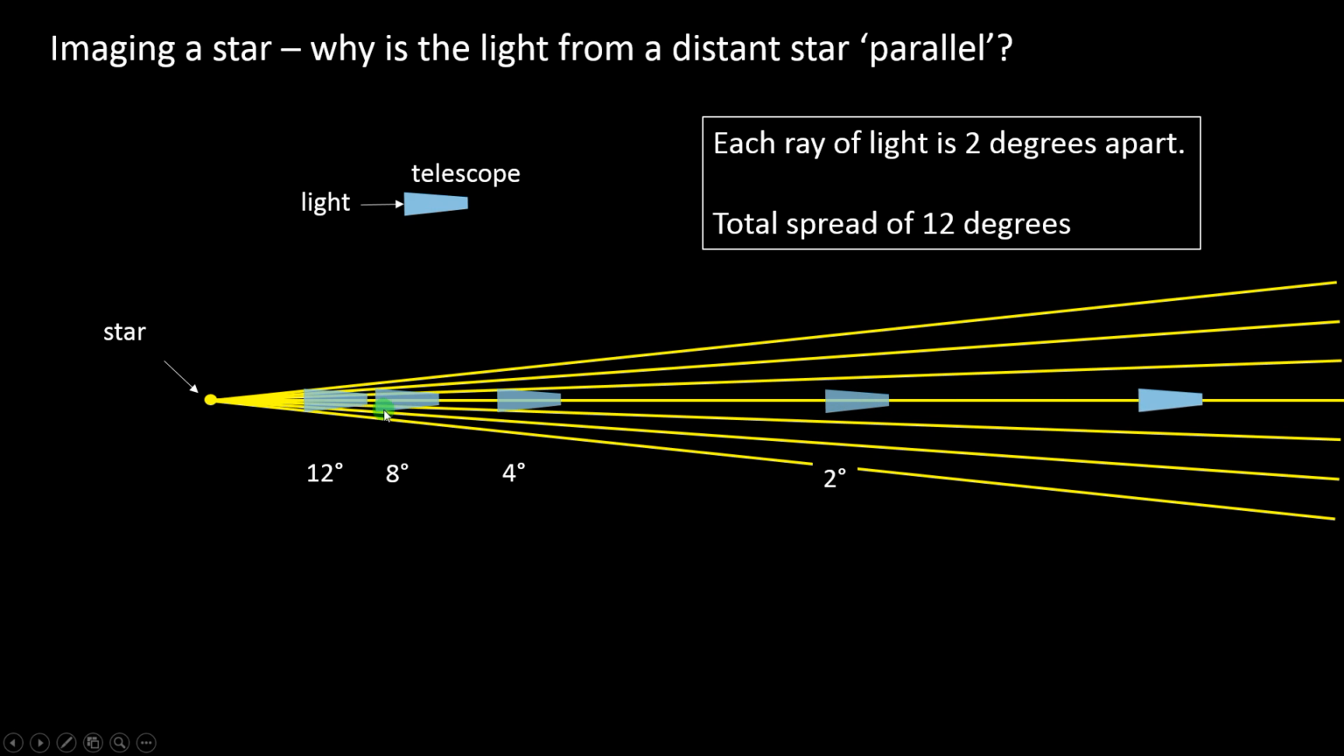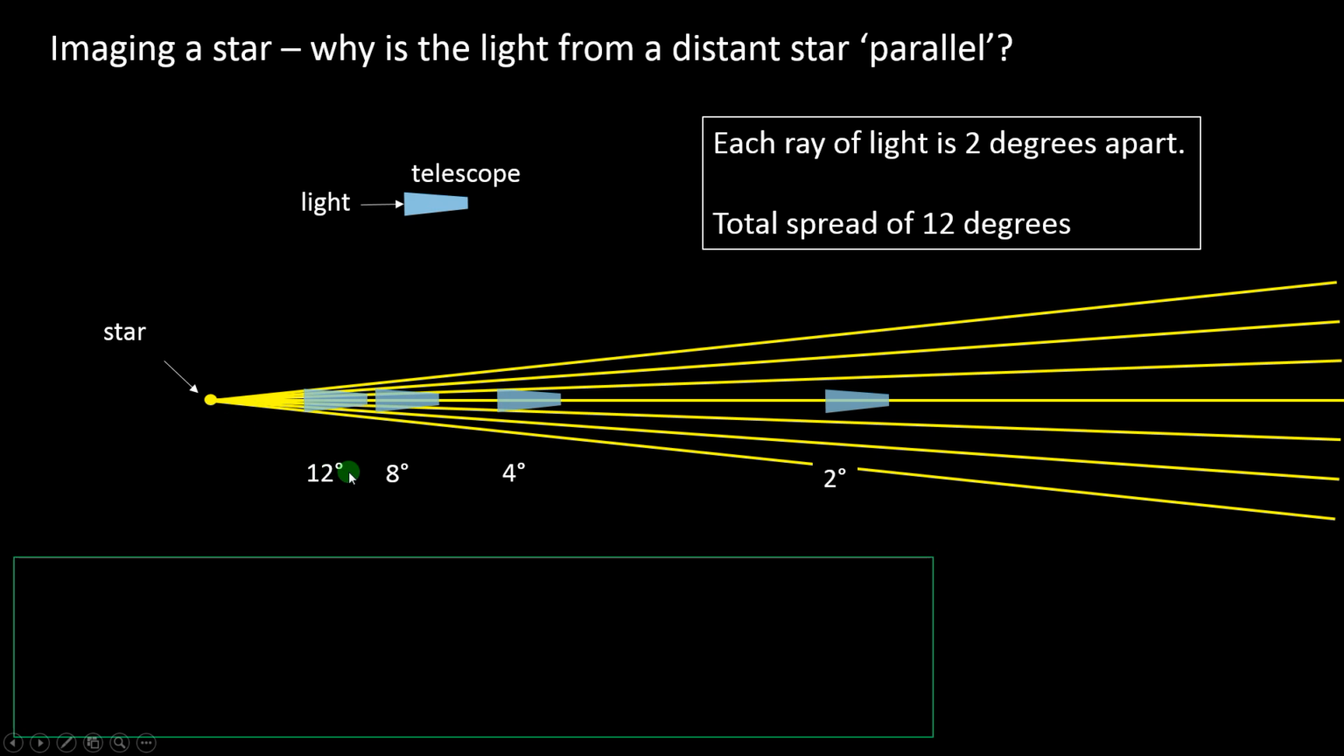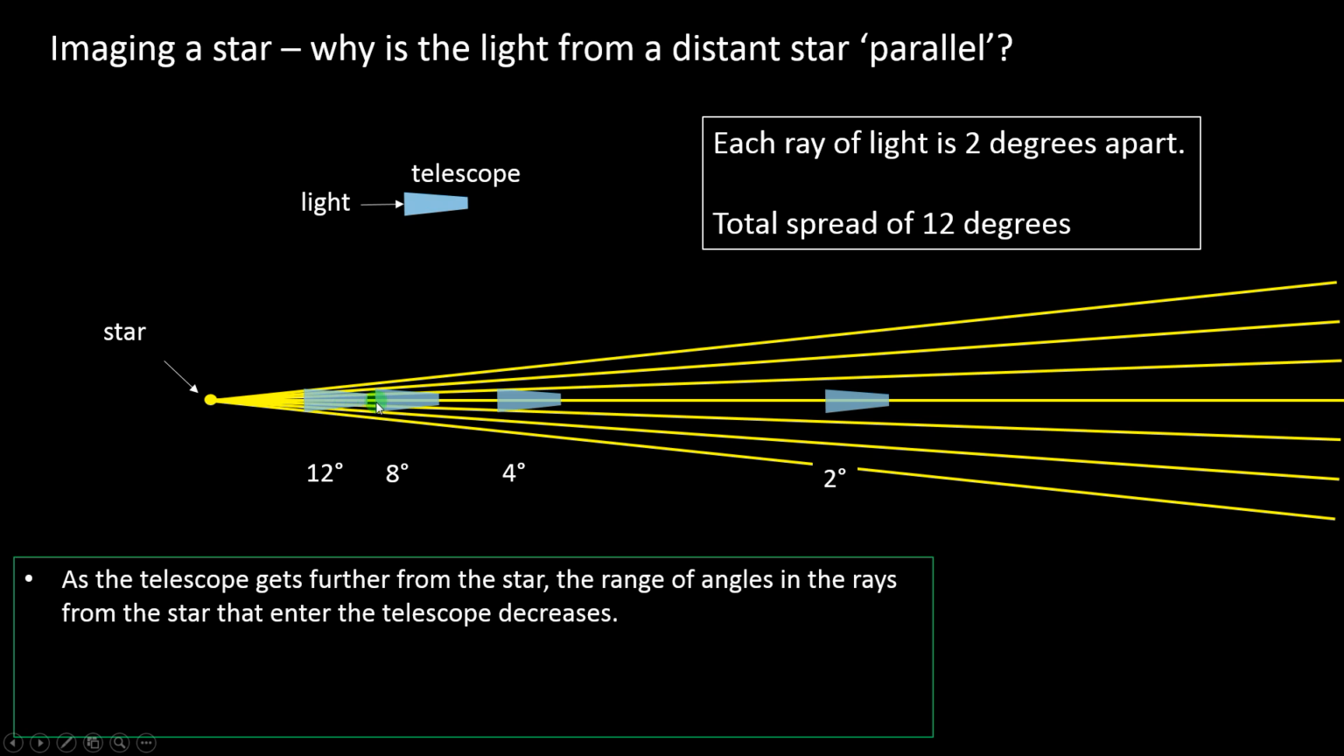It decreases. When we go to this point, you see we've got the outer two rays not going into the lens. That means that the spread is only 8 degrees if we count across the rays. And when we go to this point here, it's 4 degrees because there's only 4 degrees across the telescope. So as we can see, what's going on is, as we go further away from the star, the range of angles in the rays from the star that enter the telescope decreases. So we're getting fewer rays entering the telescope, but they are across a smaller range of angles. And we're still relatively close to the star here.